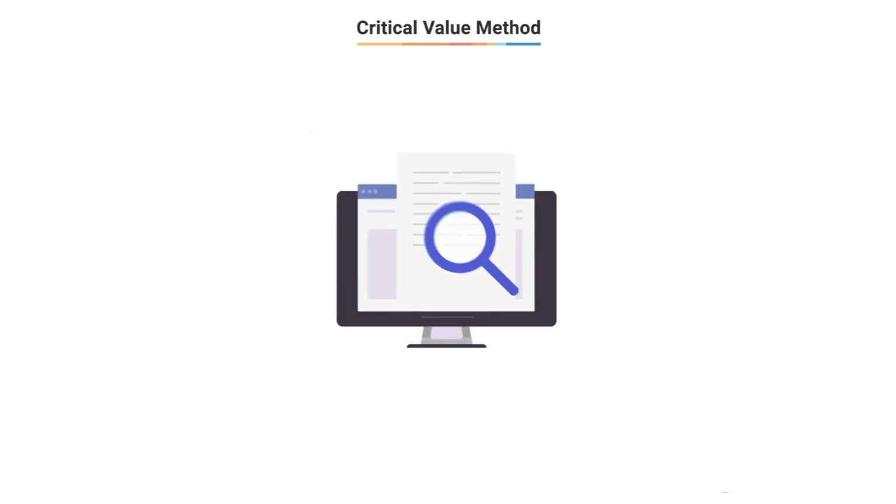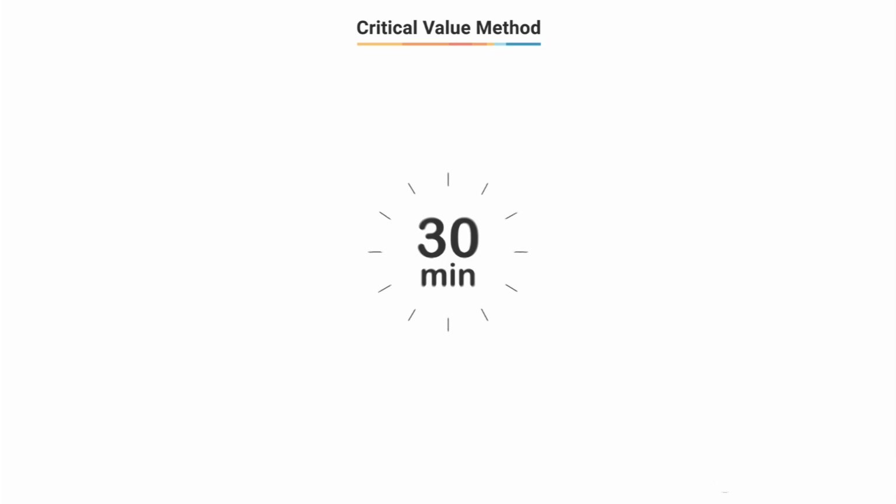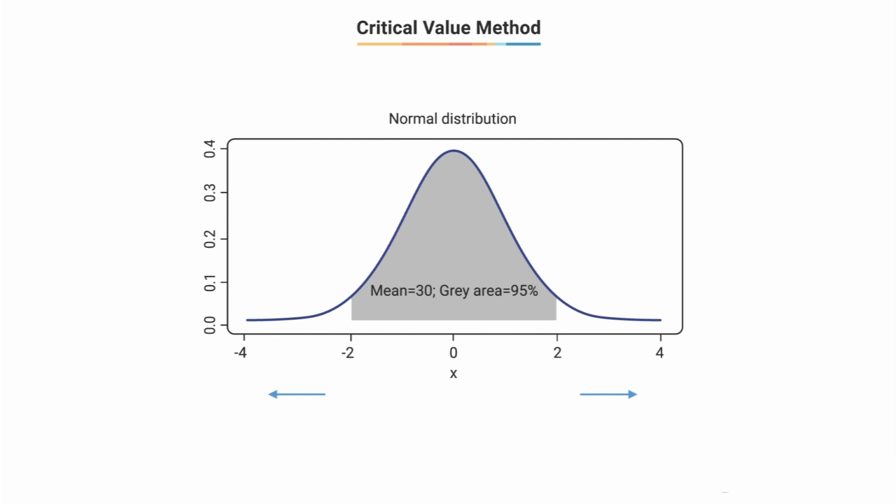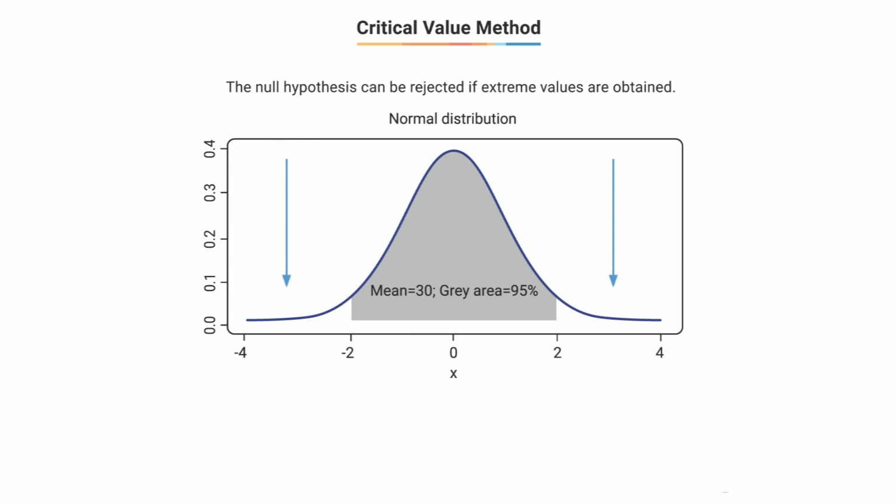Now in our case, we tested for the deviation from the hypothesized mean, which was 30 minutes, on both sides of the sample mean distribution. Hence, we saw that the rejection region lies on both sides of the mean of the sampling distribution. This type of test is called a two-tailed test, as the null hypothesis can be rejected on obtaining extreme values on both sides of the curve.